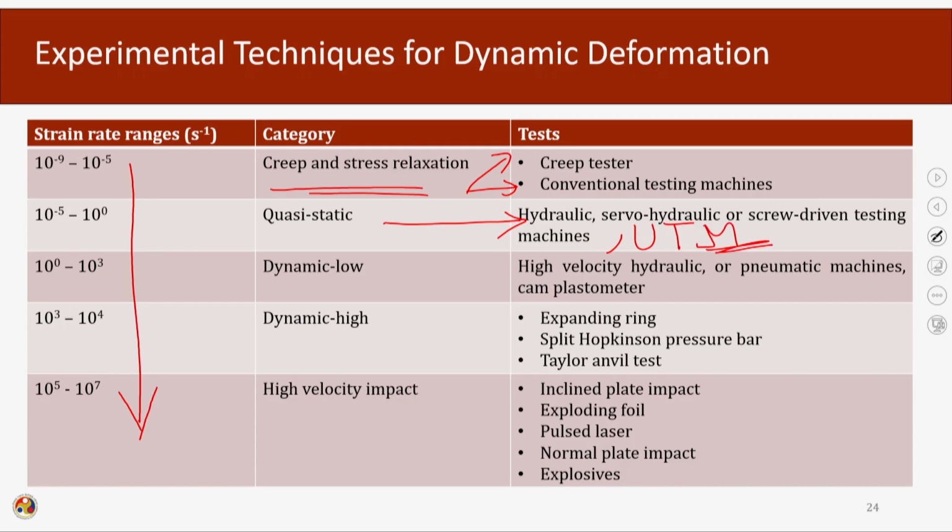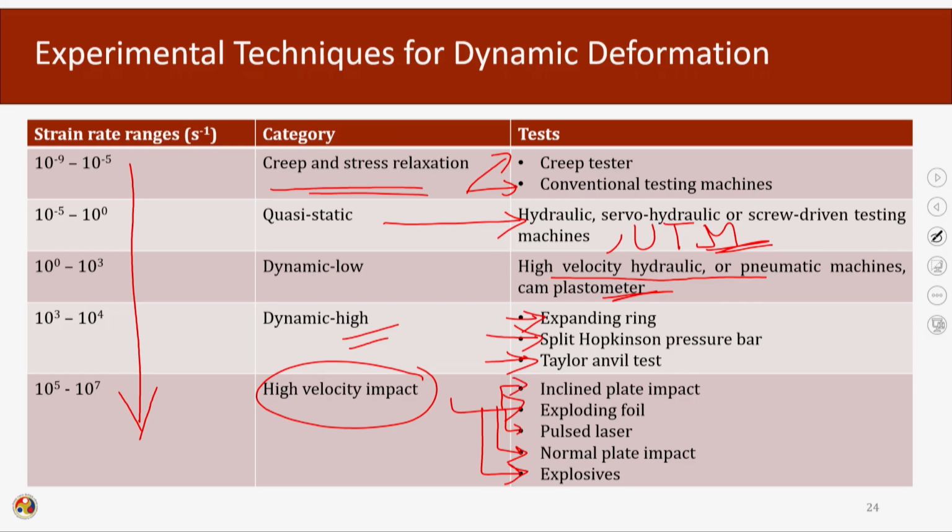For low dynamic events, high velocity hydraulic or pneumatic machines are utilized. For high dynamic events, split Hopkinson bar, Taylor anvil tester or expanding rigs are used. For high velocity impact, some sort of exploding foil is used. Realistic tests like explosives are used. Plate impactors are used. Pulse lasers are used. Or inclined plate testing apparatus are used.